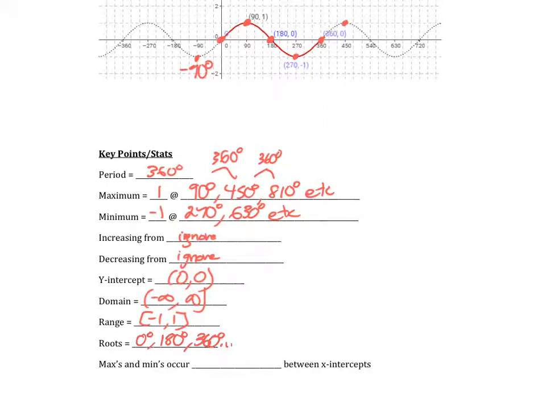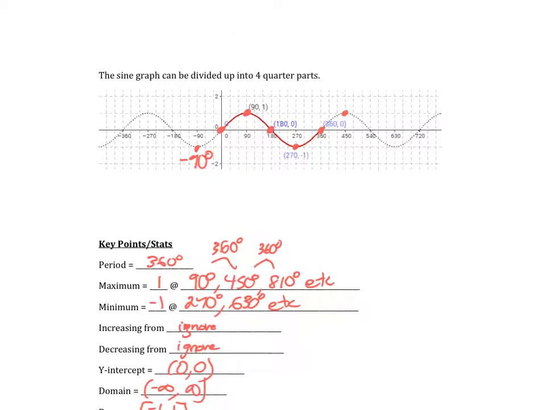And notice also that your maxes and mins occur halfway between your x-intercepts. So if we go back up, and let's take a look at these 2 points, 180 and 360. What's halfway between them? 270, okay, right? Halfway between 180 and 360. That corresponds to a minimum value at 270. Same thing for 0 and 180.